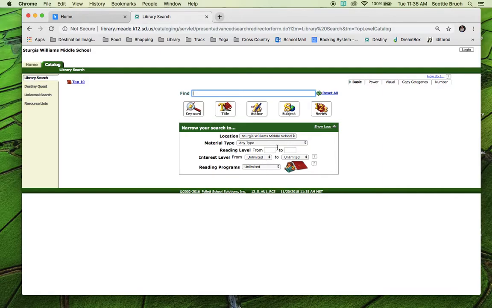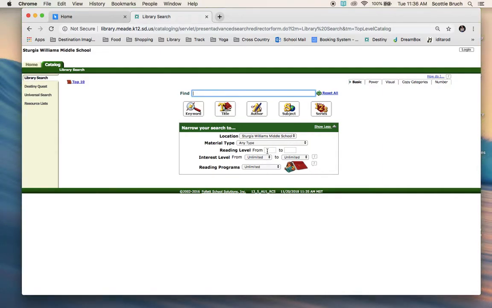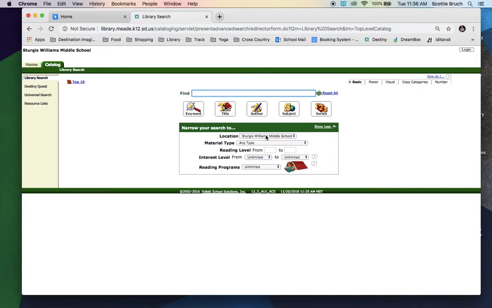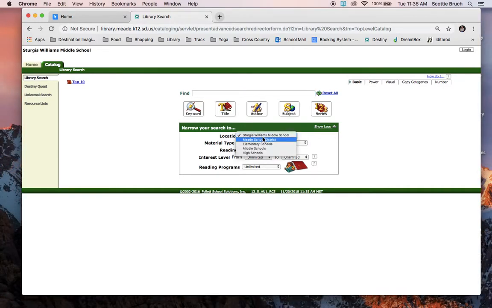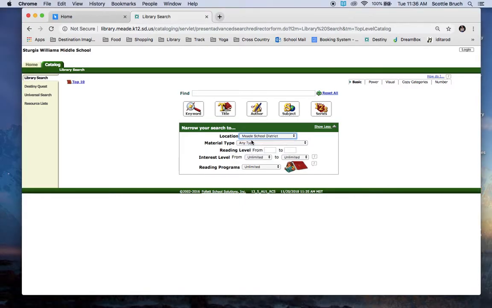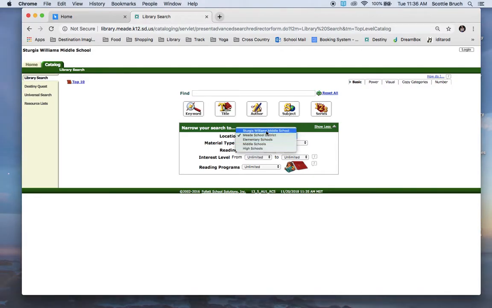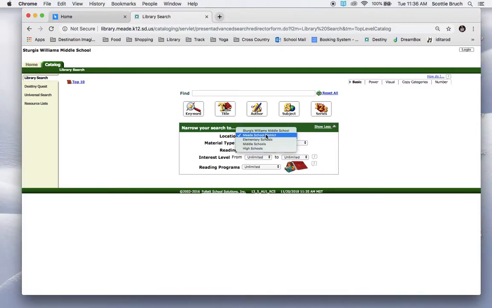And then there's some other options here as well. When we used to do Accelerated Reader, this came in really handy down here on the bottom. The location thing becomes important in case we don't have a book at this specific school. You may be able to find the book in a different school library. And in order to do so, you would click on Meade School District and have the location be Meade School District instead of simply your school. So I can show you the difference there.